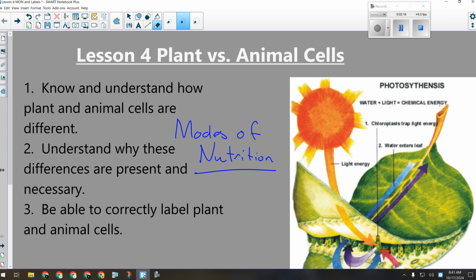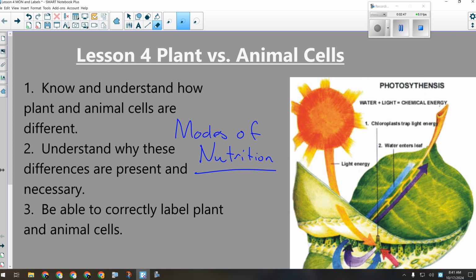So, modes of nutrition. That refers to how an organism gets its fuel. Now, the fuel for all living organisms is the same thing. It's glucose. In one way or another, everything you take in as an animal needs to be processed down to glucose. That is the fuel that your cells run on. And plants are the same.